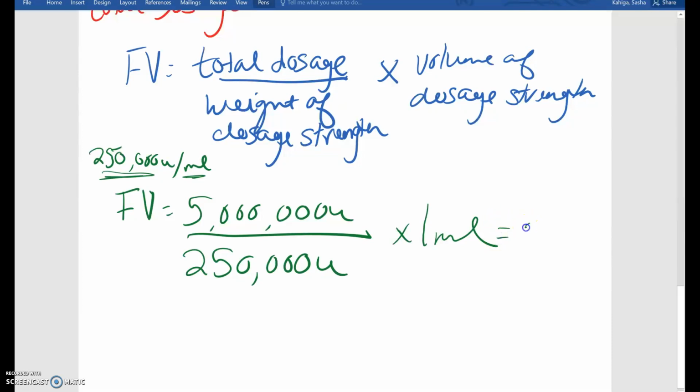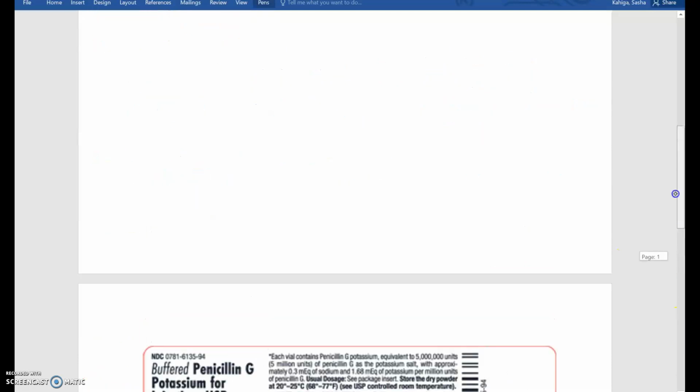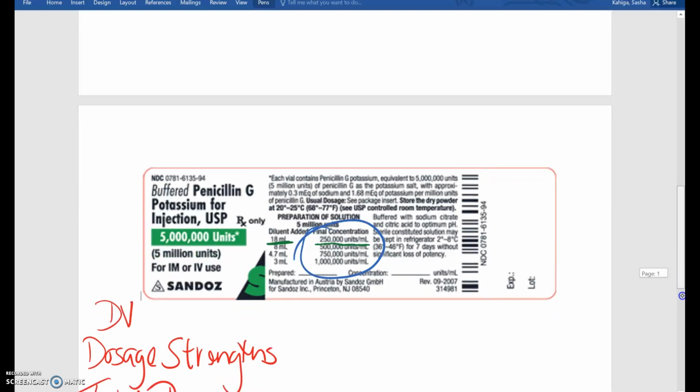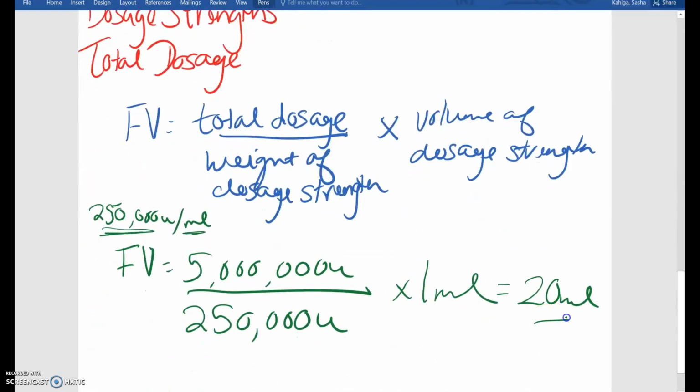So my final volume here is 20 milliliters. So when I add 18 milliliters of diluent to this total dosage of 5 million units, it will give me a concentration of 250,000 units per milliliter with a final volume of 20 milliliters.